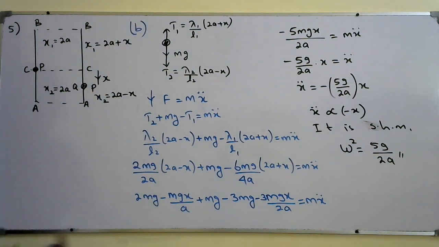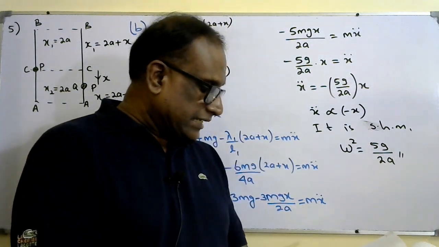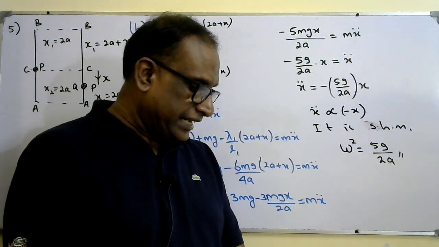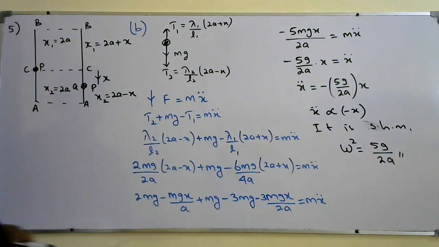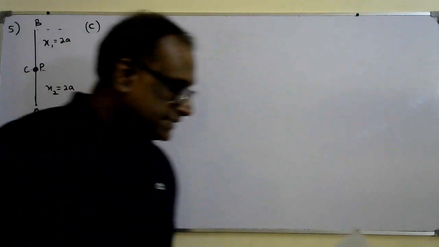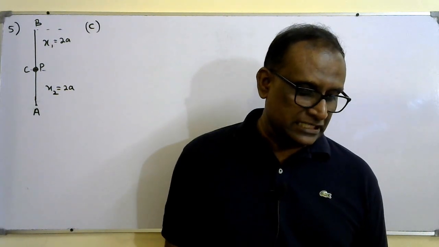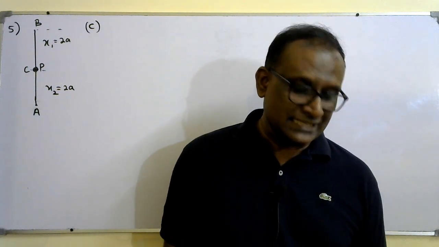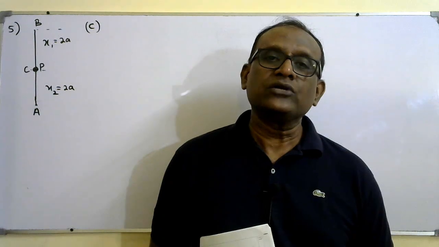Now the C part. The question says, find in terms of a and g the speed of P when it is a distance 7 by 2a above A. We need to find the displacement. So part C of question number 5: find in terms of a and g the speed of particle P when it is a distance 7 by 2a above A. So this we can do in two different ways.